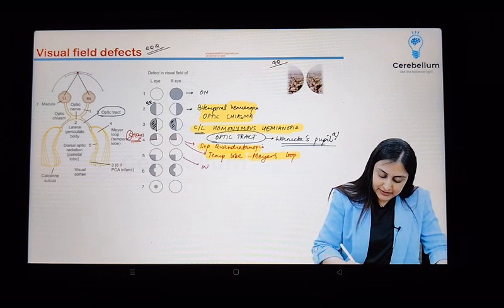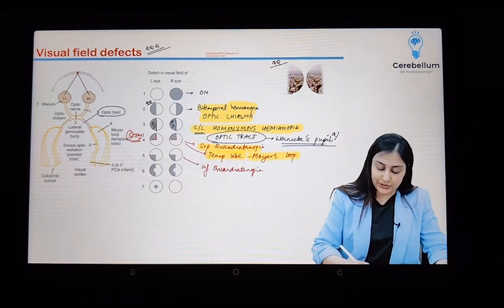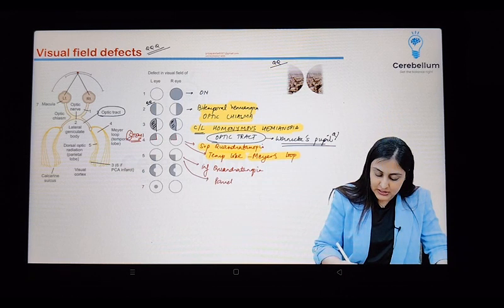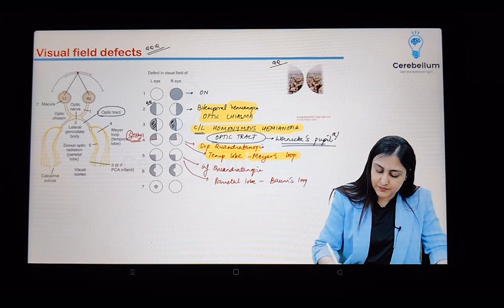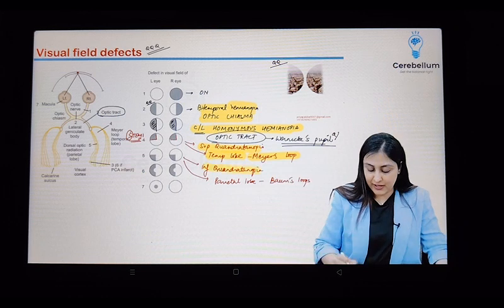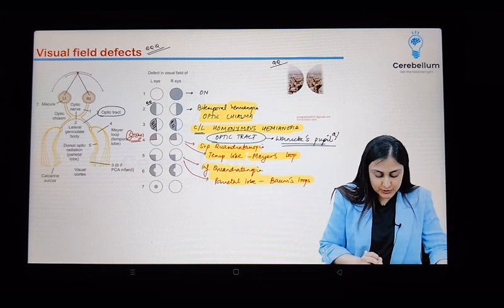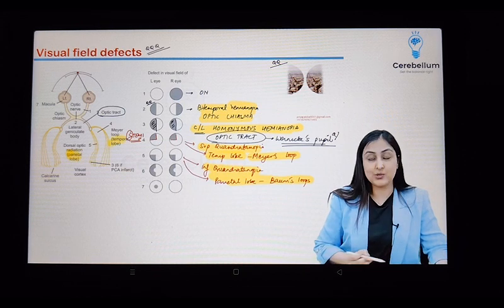Exact opposite when you have inferior quadrantanopia. So if you remember STEMI, the other one you can fill on your own. So when you have inferior quadrantanopia, it is the parietal lobe that you have and the loops are going to be Baum's loops. Alright, so this will take care of our optic radiation. Alright, so this is the two loops of optic radiation that we have.